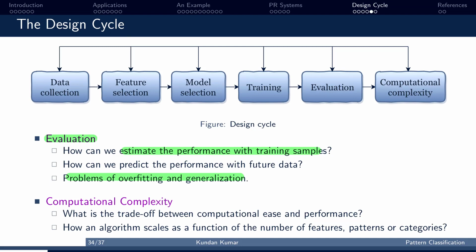And also we compute the computational complexity, that is, what is the complexity of our algorithm when we design our pattern recognition system. Here we study the trade-off between computational ease and performance. So we compare these two, and always we try to make a trade-off between them. Also we try to scale our model with respect to the number of features, patterns, or categories.